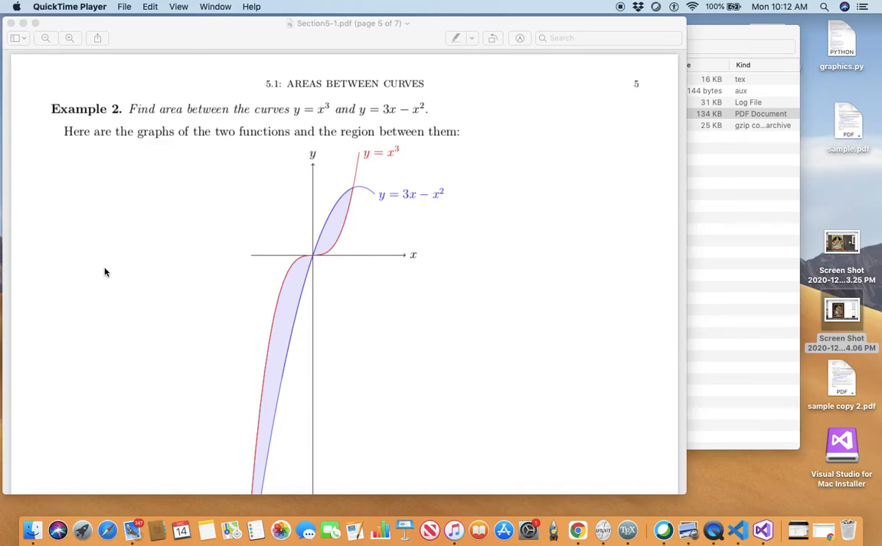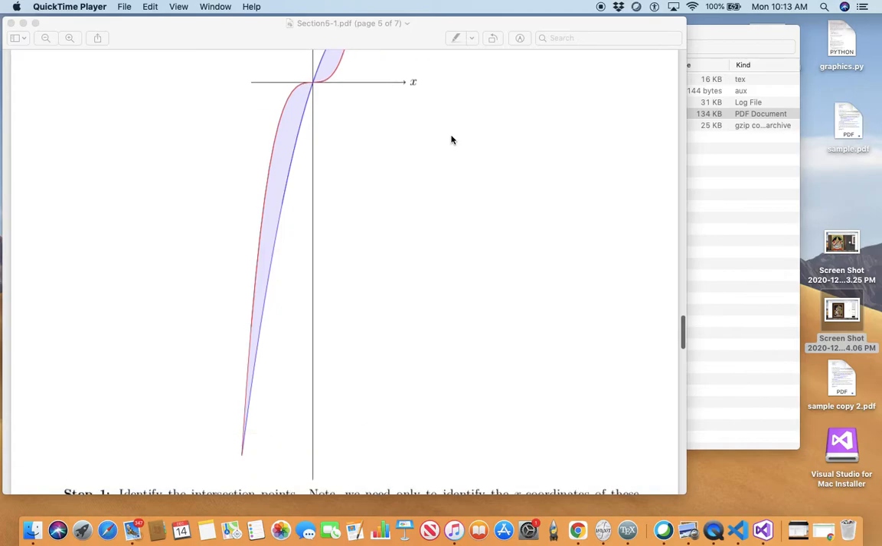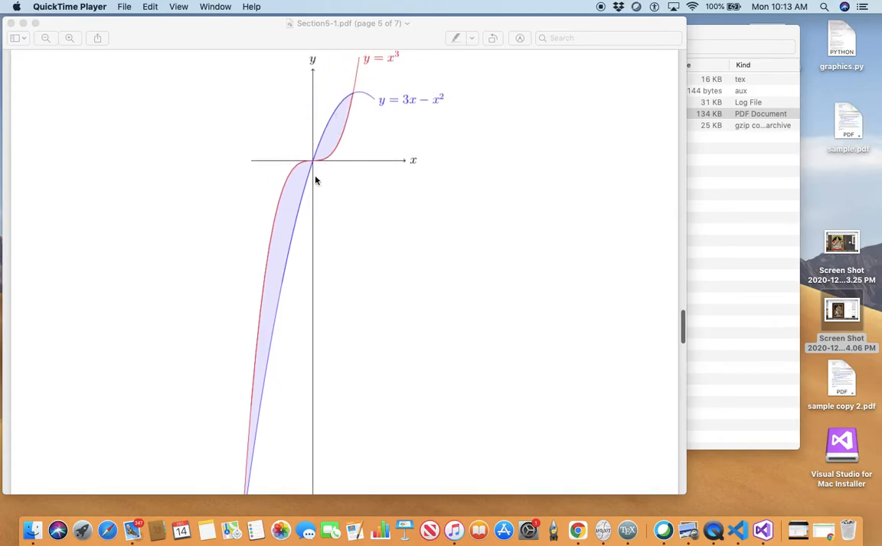Come back. Example 2. Find the area between the curves y equals x cubed and y equals 3x minus x squared. Again, let's draw the graphs. y equals x cubed is the cube function, and y equals 3x minus x squared is an upside down parabola. Notice these two curves meet at three points. So you want to find the area between these two curves.